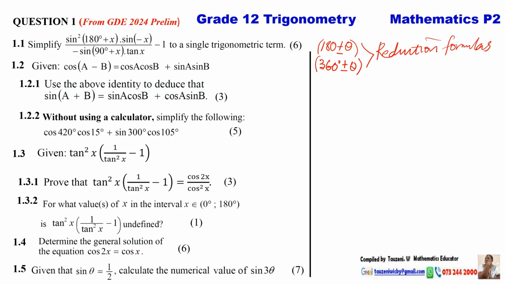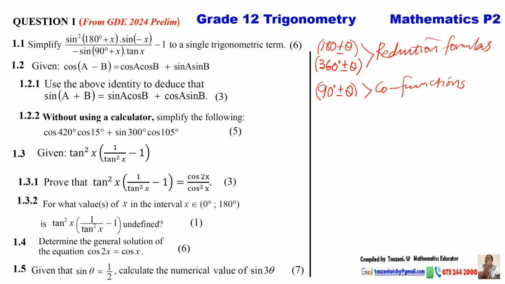Then also tested in question 1 is 90 degrees. If we add 90 degrees to an acute angle, that's 90 plus or minus theta, then this one we must immediately remember that this is co-functions. So in this particular question, we will need to apply co-functions.